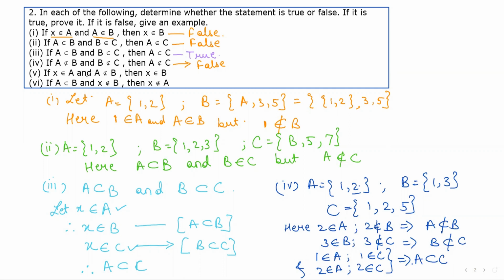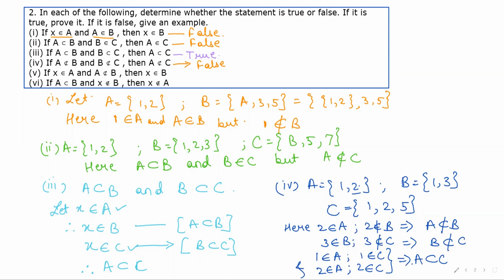Next, X belongs to A and A is not a subset of B. These are given. If this is the scenario, then X belongs to B? Now let's consider examples for this.